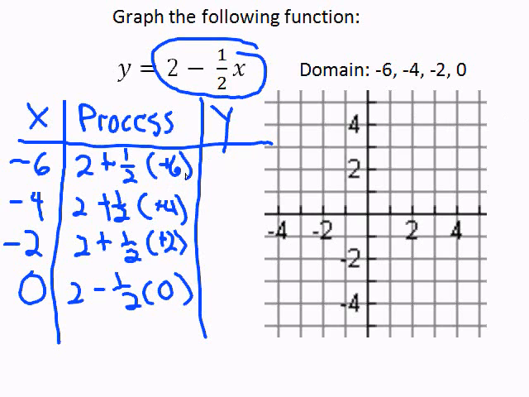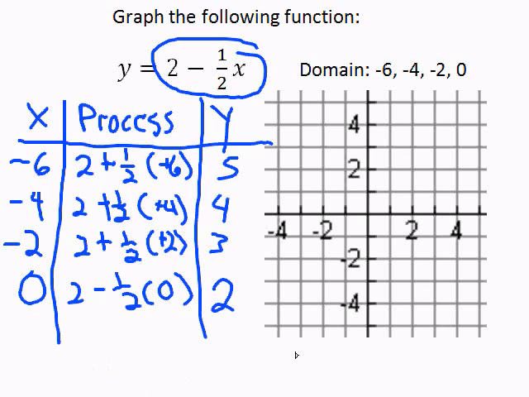Okay, 2 plus 1/2 of 6. 2 plus half of 6. Half of 6 is 3, so 2 plus 3 is 5. 2 plus half of 4, that's 2 plus 2, which is 4. 2 plus half of 2, that's 2 plus 1, which is 3. And 2 minus half of 0. Half of 0 is still nothing, so we get just a 2.